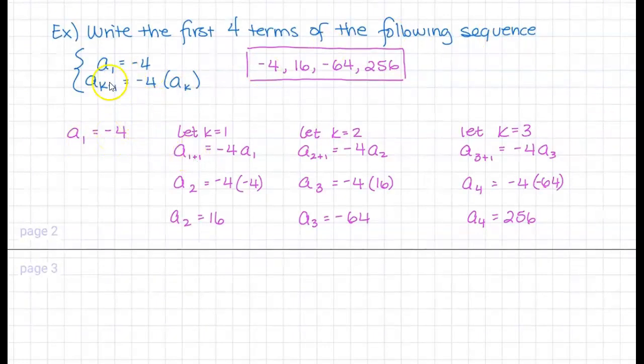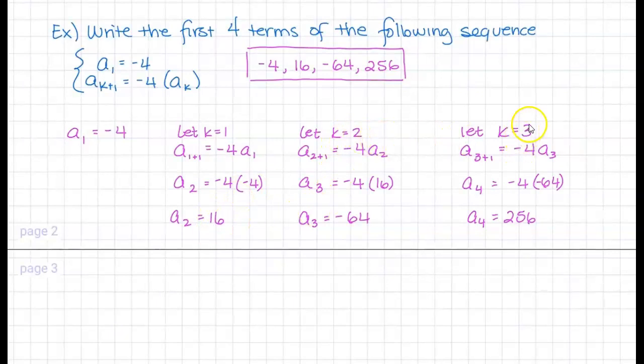To find the second term, I'm going to need the subscript to be 2. So I'm going to let k equal 1. I put a 1 in for this k, I put a 1 in for that k. And now it's telling me a sub 2 is -4 times the first term, which was -4. So I get 16. And then so on and so on.